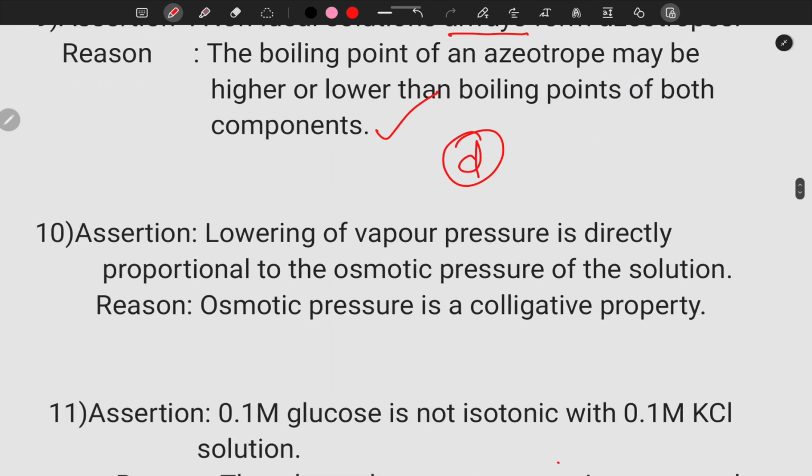10th question. Assertion: lowering of vapor pressure is directly proportional to osmotic pressure of the solution. That statement is correct. Reason: osmotic pressure is a colligative property. That statement is correct. But reason is not the correct explanation of assertion. So our option is option B.